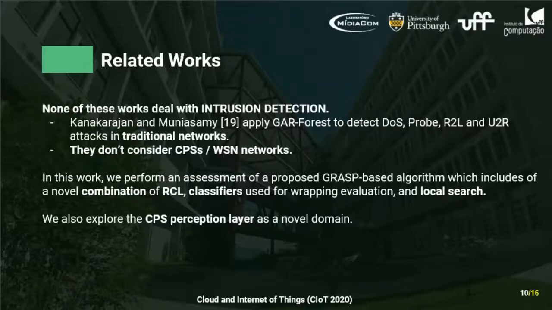In this work, we perform an assessment of a proposed GRASP-based algorithm, which includes a novel combination of RCL, classifiers used for wrapping evaluation, and a local search procedure. So this technique is combined to build a new implementation of GRASP, and we explore a new domain, that's the CPS Perception Layer.